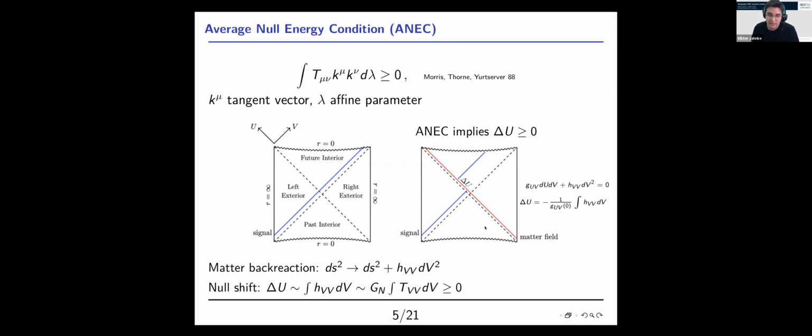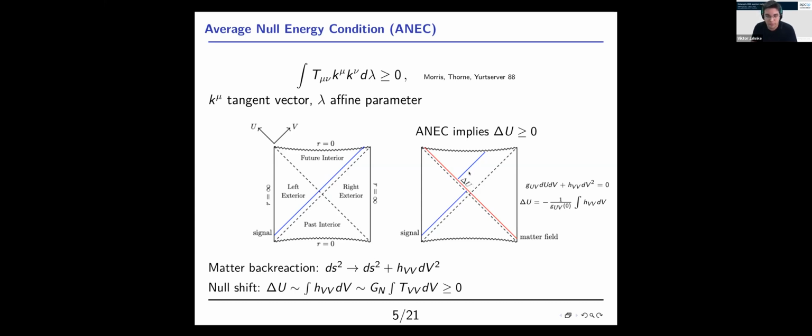In this case, the change in the trajectory of the signal can be computed very easily if one considers a null signal. This change in trajectory is given by an integral of this metric fluctuation, h_vv, along the v direction. If one then uses Einstein's equations of motion, one can see that this integral is proportional to the integral of the stress energy tensor along this null geodesic. The averaged null energy condition implies that this quantity is positive. So we see here that delta U is positive, and the interaction with this matter field only makes the situation worse.